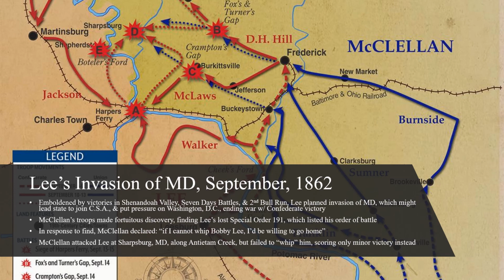Pope's defeat at Second Bull Run and other Union losses would embolden General Lee to invade Maryland in September of 1862. Lee hoped that a successful invasion of Maryland would inspire the Old Line state to join the C.S.A. and cut Washington, D.C. off from the rest of the Union, possibly forcing the U.S. to sue for peace.